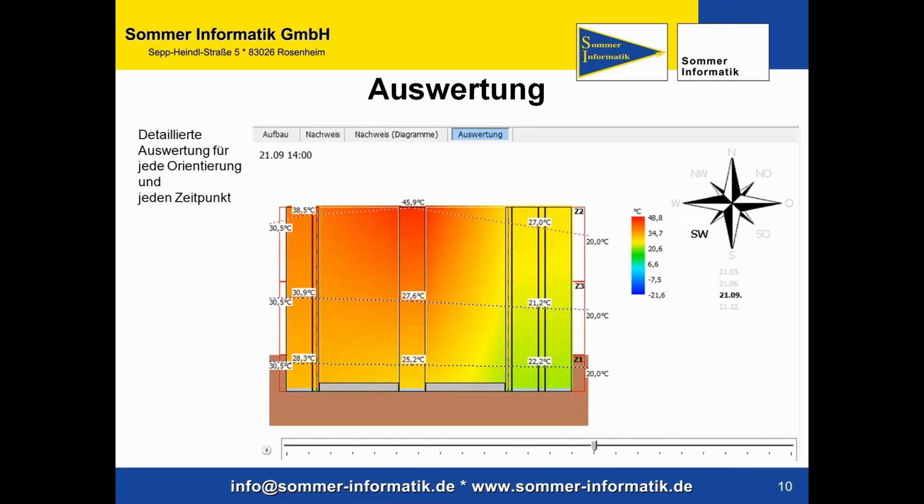In an evaluation module, you then have the option of displaying the temperature for each orientation and for each point in time separately. I.e., you can choose between the individual orientations, you can set the time. Here we have the 21st of September, 2 p.m., for example, and these temperature distributions that result here are then also displayed accordingly in order to go into more detail and to pick out specific installation situations or time-related situations.